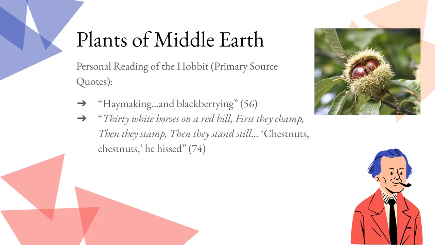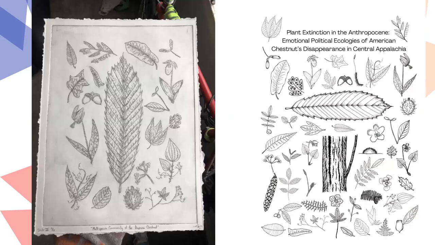Chestnuts, chestnuts, he hissed. And I was like, oh, chestnuts, that's on my arm. I love chestnuts. My entire master's dissertation was on chestnuts. I specifically looked at the American chestnut, which went functionally extinct because of globalization. It's still in the eastern parts of the forest very dispersedly, but I was like, oh, chestnuts.